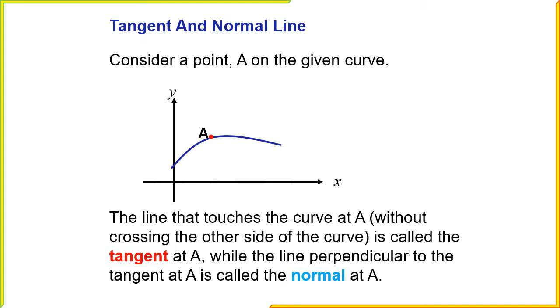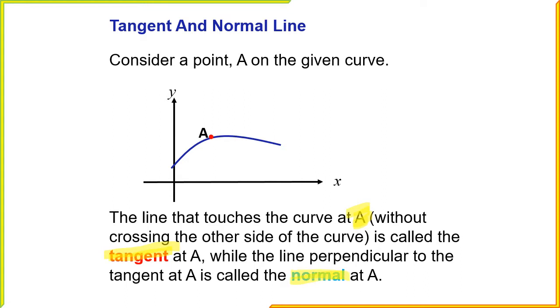The line that touches the curve at A without crossing the other side of the curve is called tangent. So this is the important word here. It only touches A without crossing the other side of the curve. So the line only touches at A and goes on. It is called tangent, while the line perpendicular to the tangent at A is called normal.